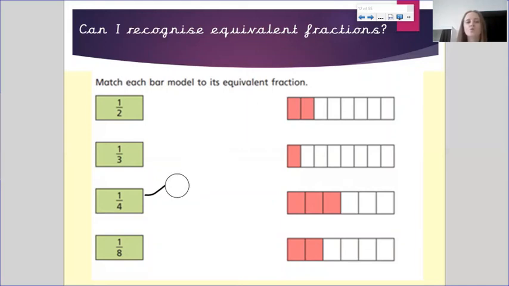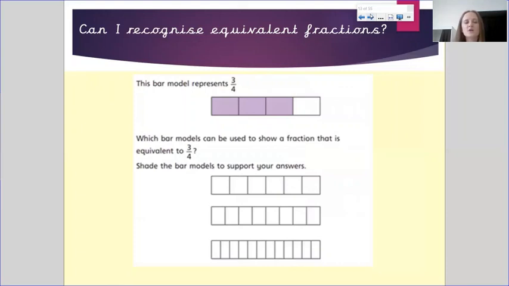If you have a fraction wall, you can go back, pause the video, go back to the fraction wall and see which ones are equal. And then our final task is this one. This bar model represents 3/4. Now, which bar model below could be used to show a fraction that is equivalent, which means it is equal to 3/4? And then you need to shade the bar model, so color in the bar model that shows you that it is equal to 3/4.